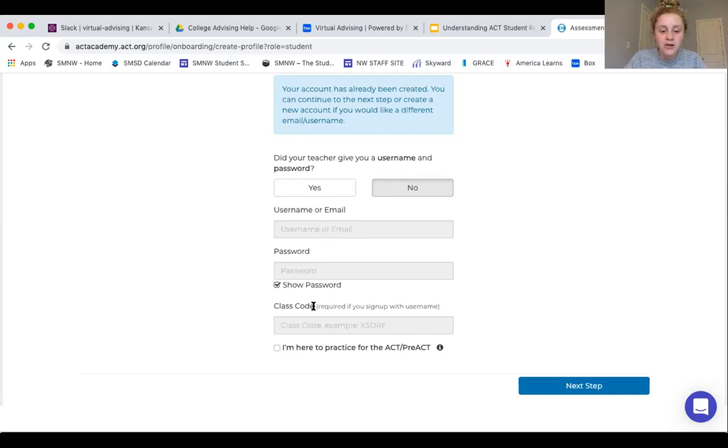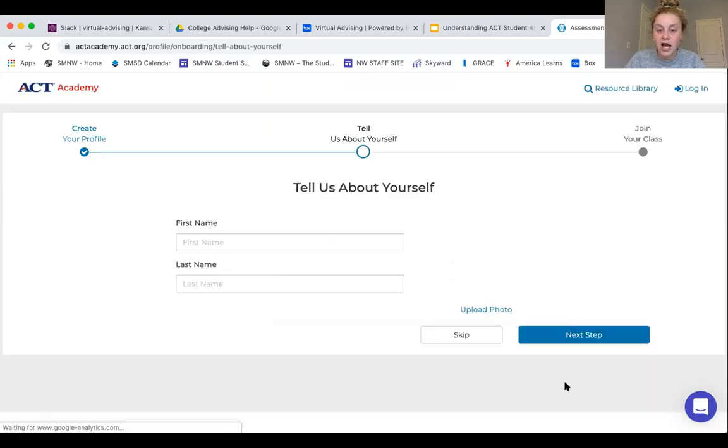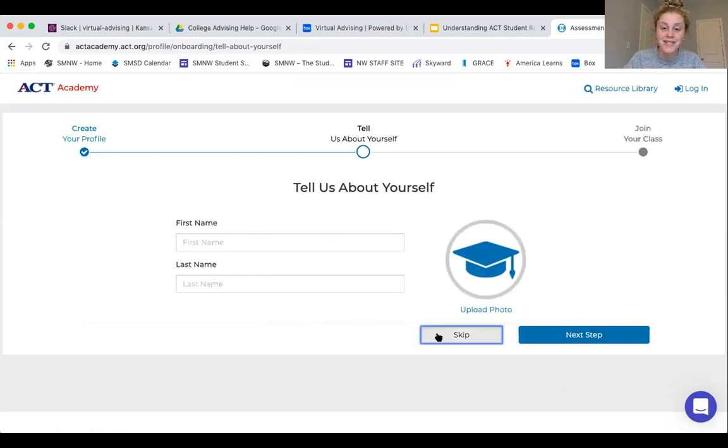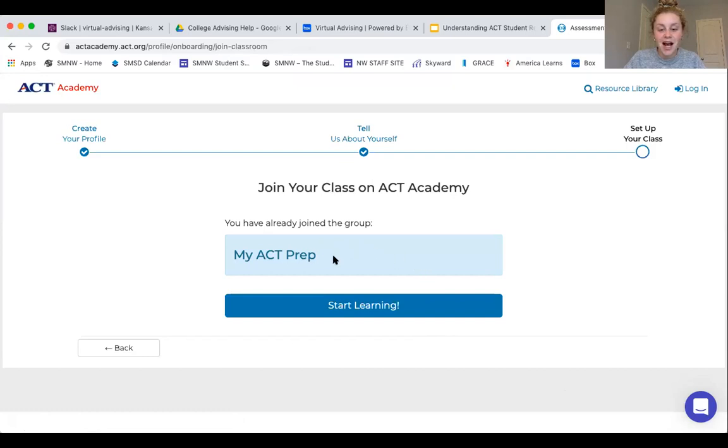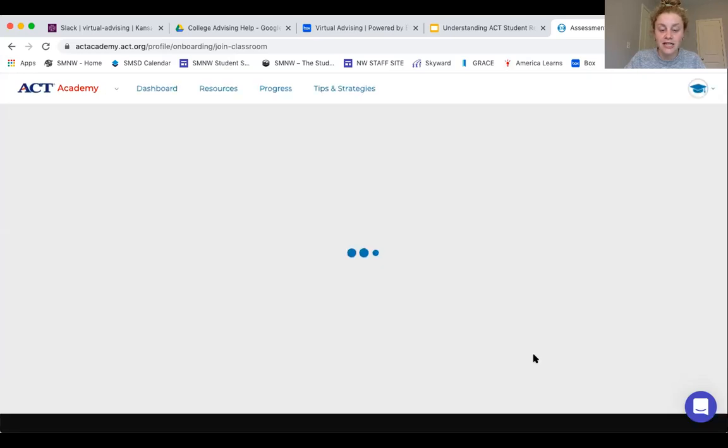And then class code, we don't have one, so you would just select I'm here to practice for the ACT and hit next step. Tell us about yourself. You can enter this information or you don't have to, and you can just hit skip. And then I've pre-selected this before for ACT prep, so I would select that if I were you and hit start learning.